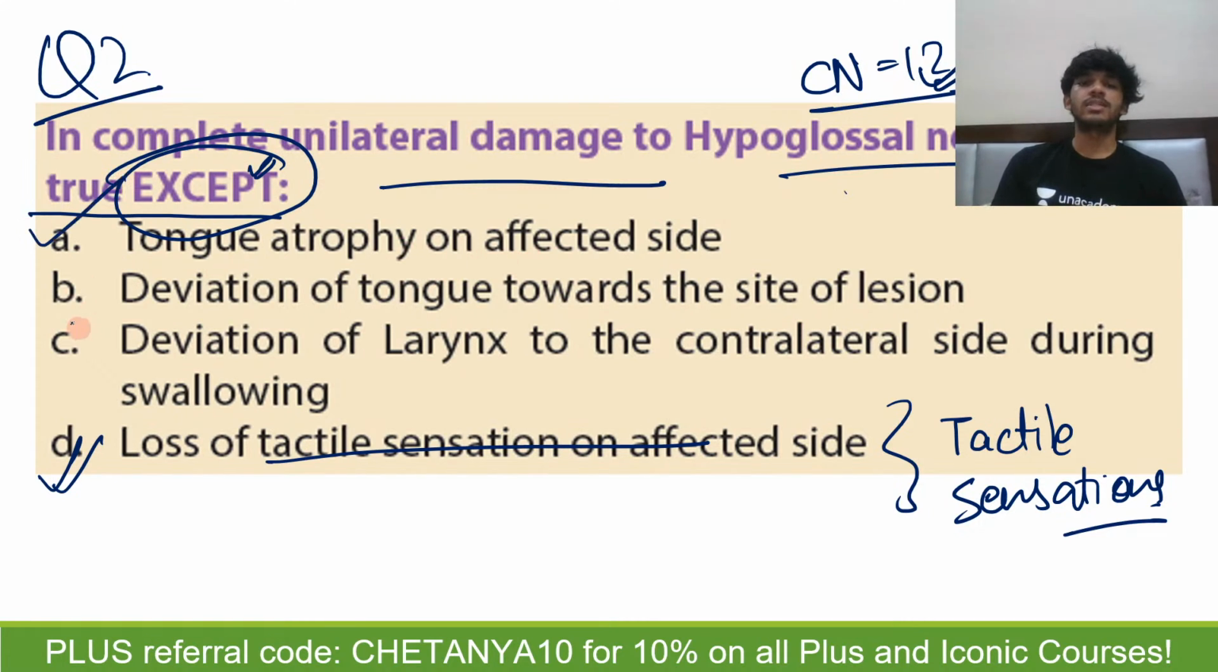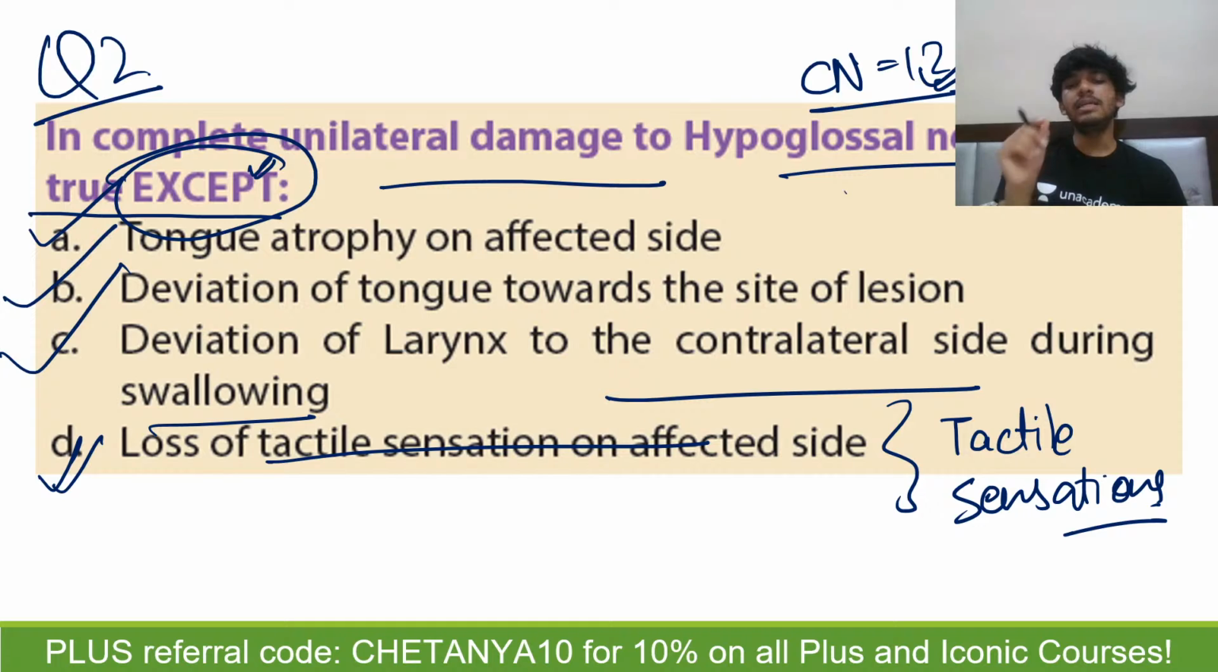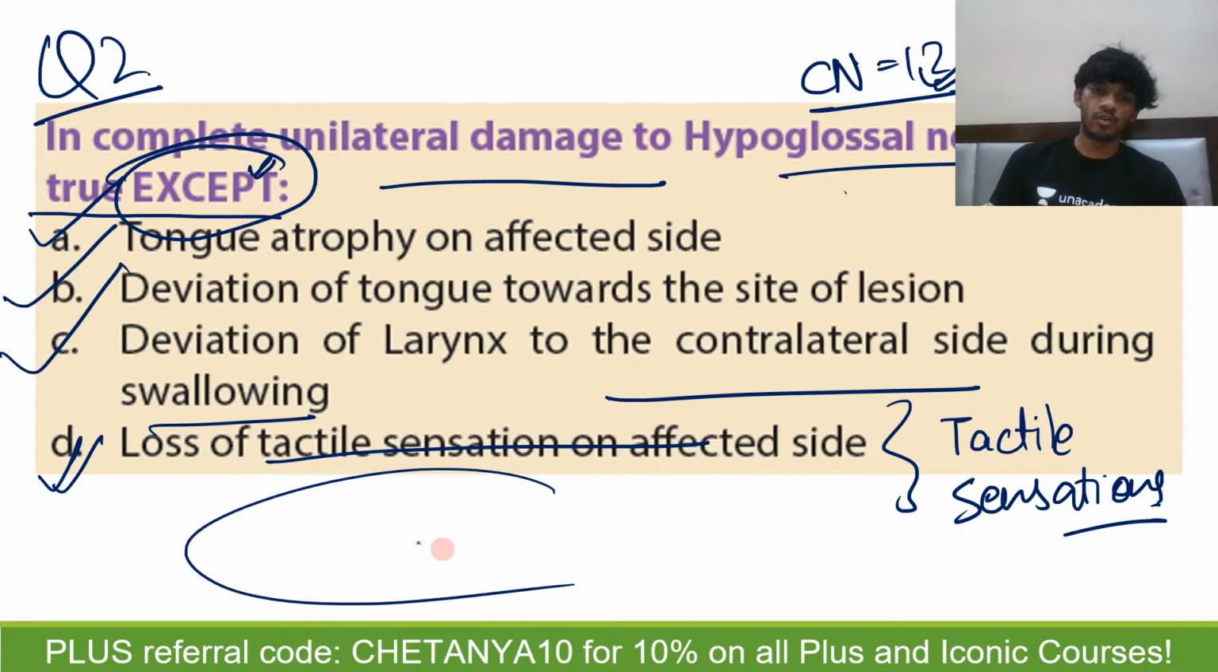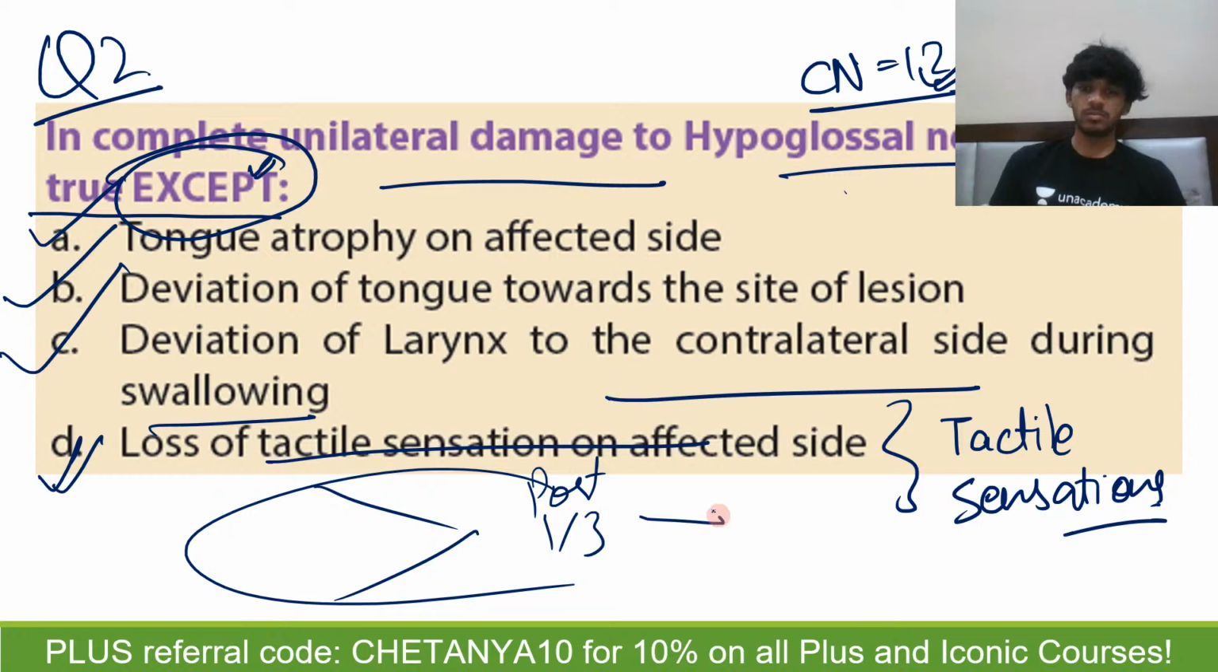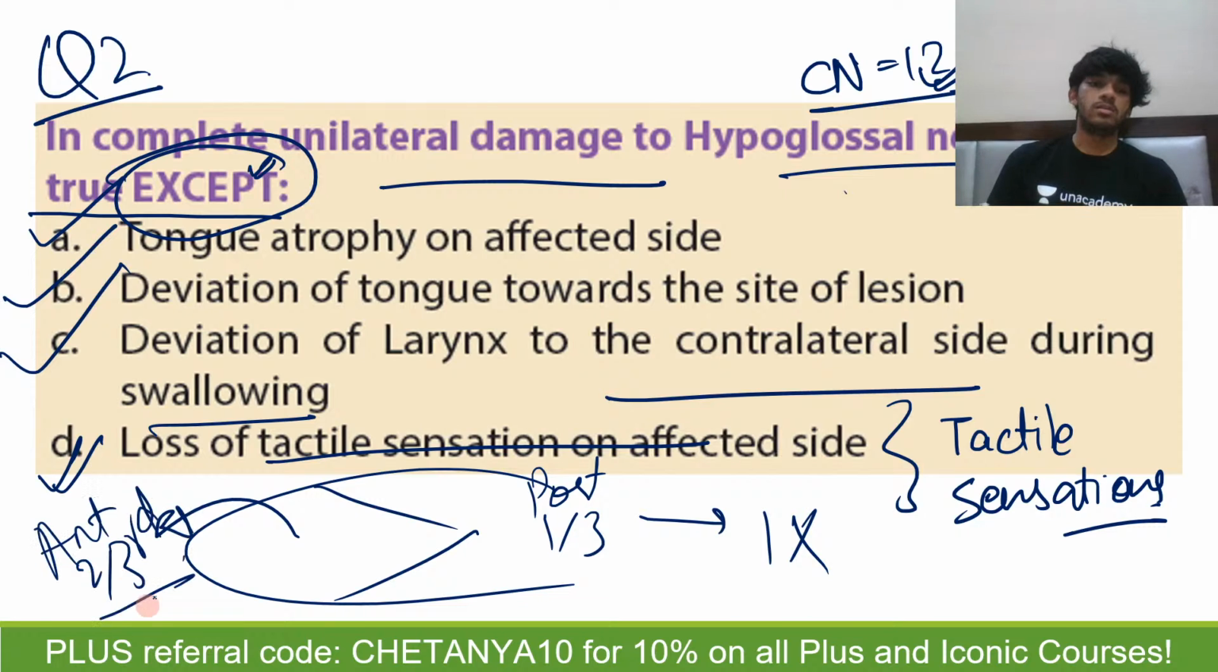Tongue atrophy happens, and there is deviation to the defected side. The larynx deviates to the contralateral side during swallowing. Okay, but D, loss of tactile sensation, will not happen. Tactile sensation is different for the posterior one third of the tongue. It is through the glossopharyngeal. You have to tell me what about the anterior. Give you a hint. The thickest nerve.